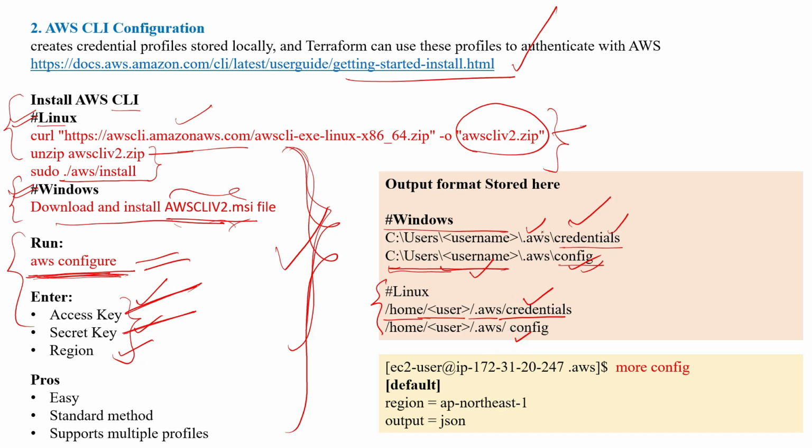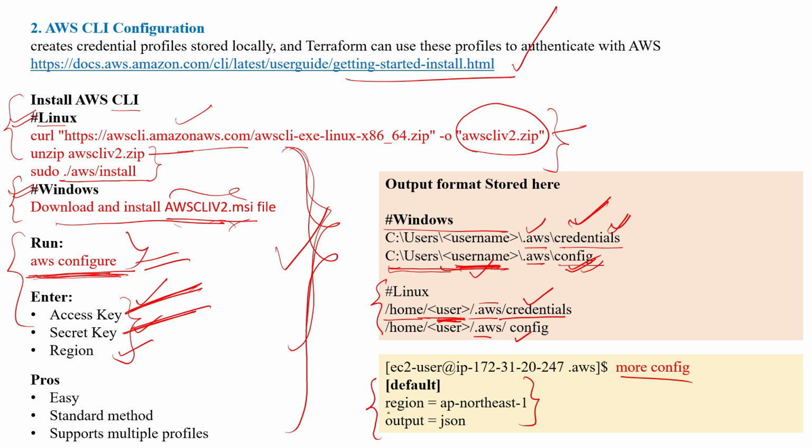In a nutshell, a .aws hidden folder will be created inside your user directory, in Windows and Linux both, and there you will see two files, credentials and config. The credentials file will store your secret credentials like the secret key and access key, and in the config file you will see an entry like this one. This entry also gets created when we run AWS configure.